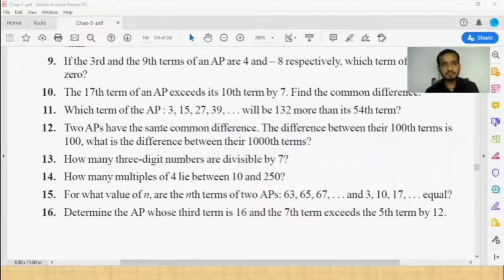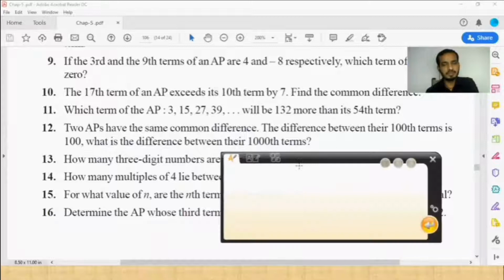So next question: two APs have the same common difference. The difference between their 100th terms is 100. What is the difference between their 1000th terms? Can you say the answer? Very simple, direct question. The common differences are the same. 100. Yes, right answer. If you get two arithmetic progressions of the same common difference, the difference between terms in the same positions will be equal everywhere.